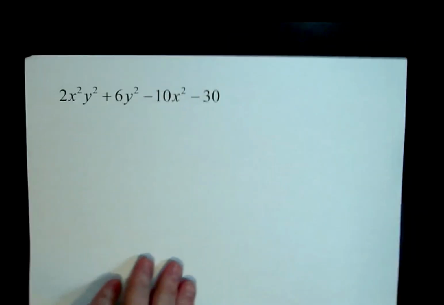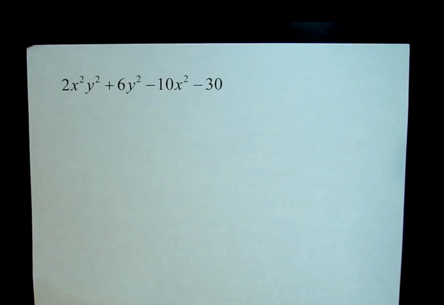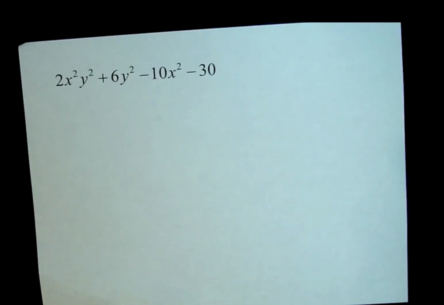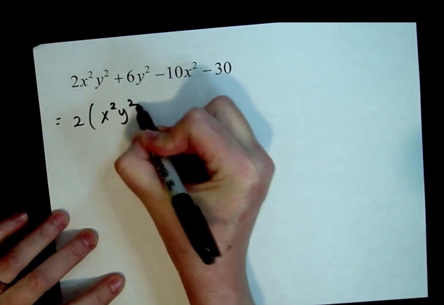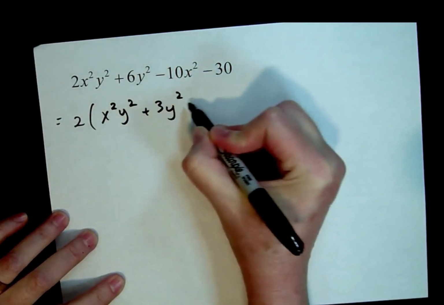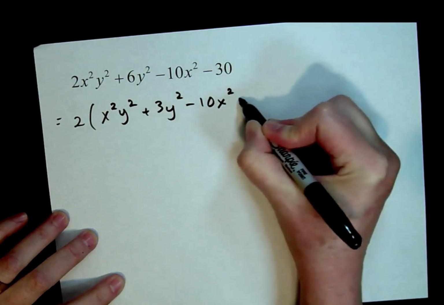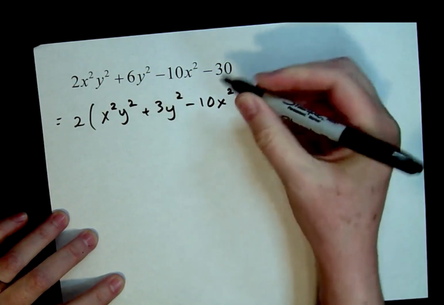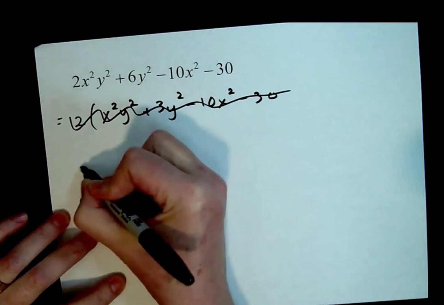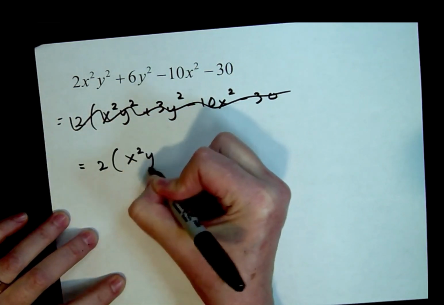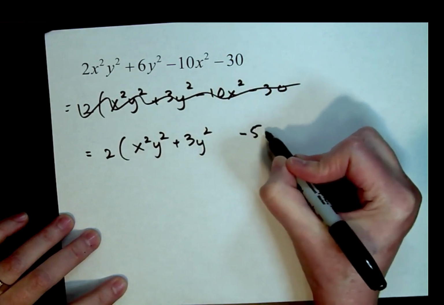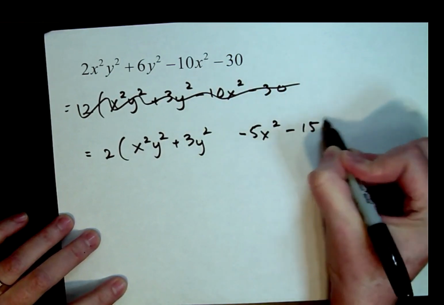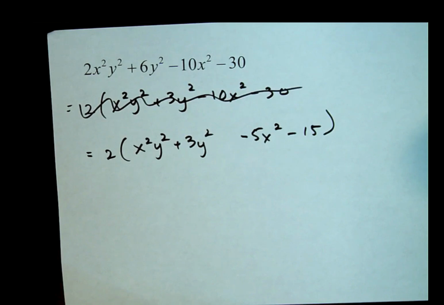Okay, going on to the next one. This time there is a GCF I can take out. I can take out a 2. So let's do that. That'll leave me x squared y squared plus 3y squared minus 10x squared minus 30. Oops, I forgot what I was doing. 2 times x squared y squared plus 3y squared minus 5x squared minus 15. That should be it. Right.